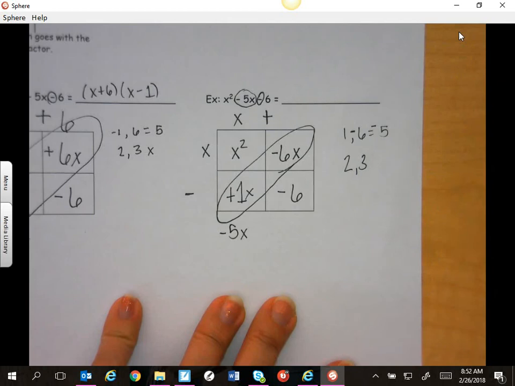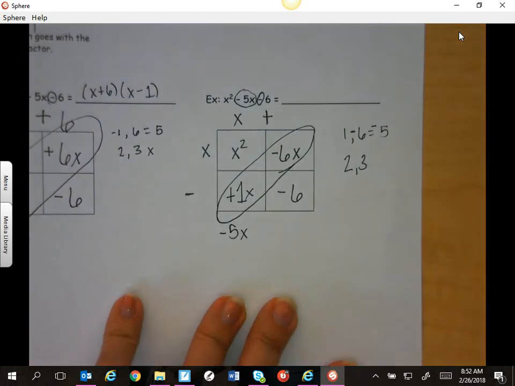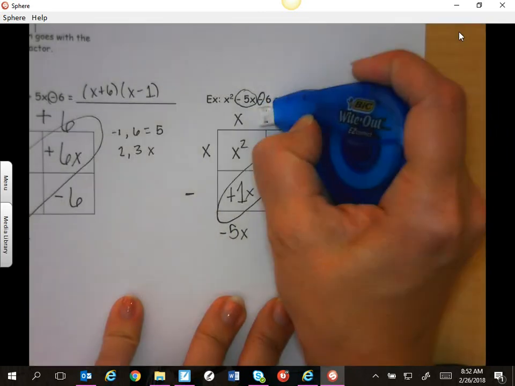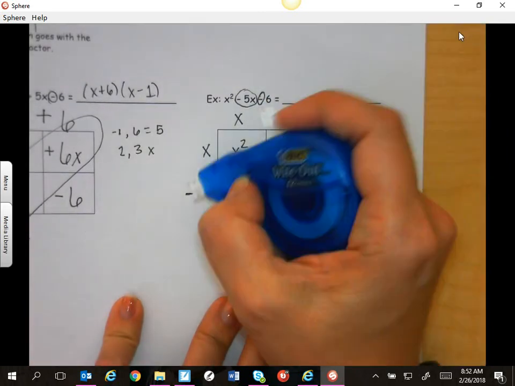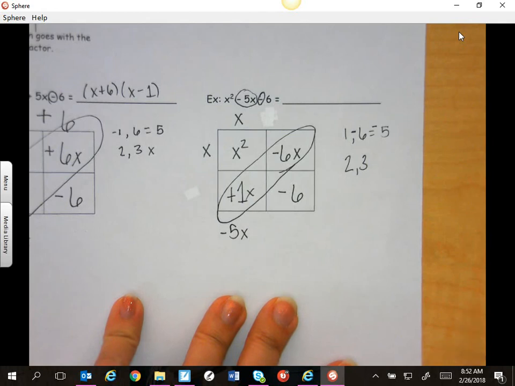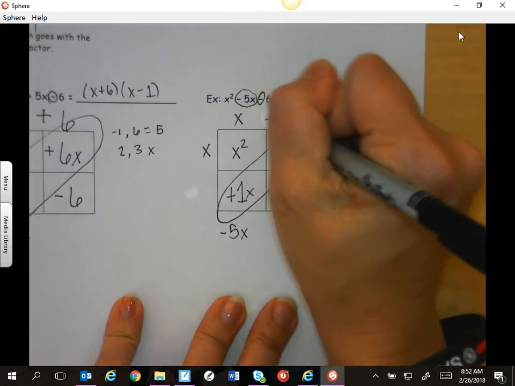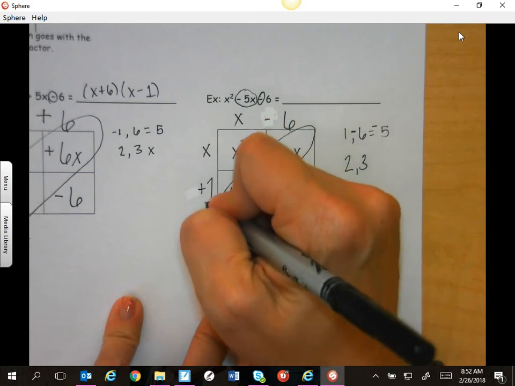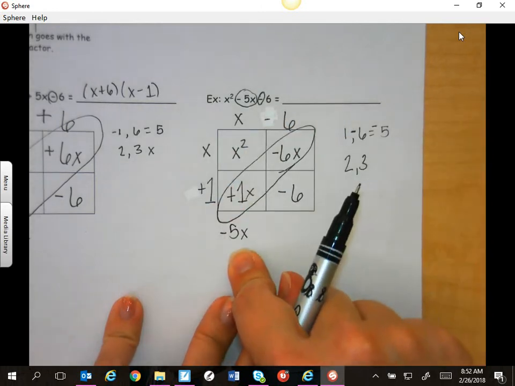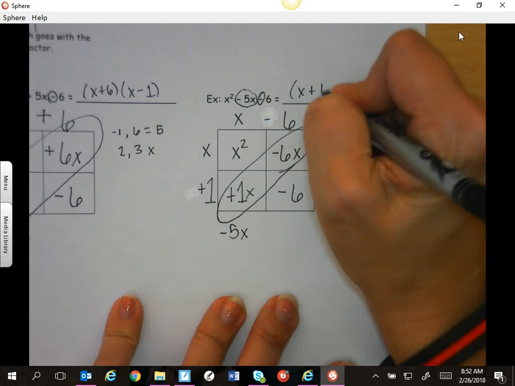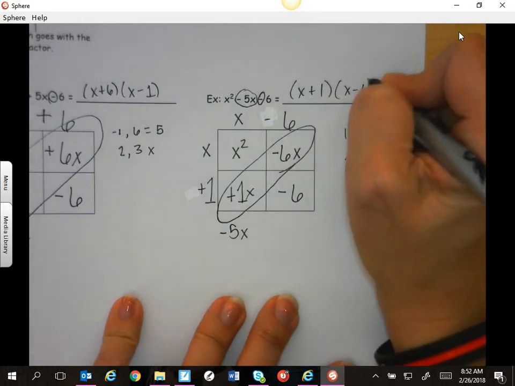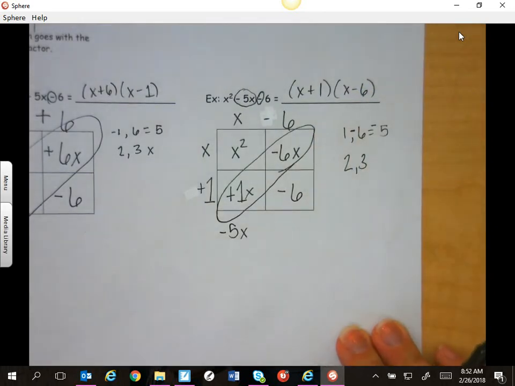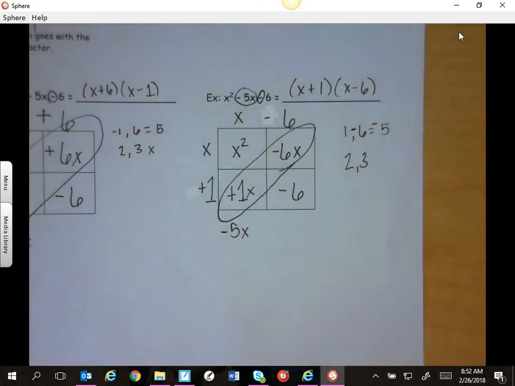It doesn't matter where you put those, but it does matter on your signs for your factors. So I can say x times what is negative 6x. Negative 6x times positive 1x gives us our negative 5. So it's x plus 1, x minus 6. And that's what we're going to practice with today in class.